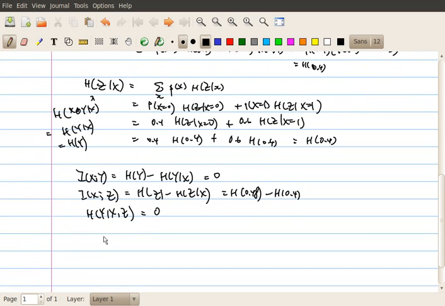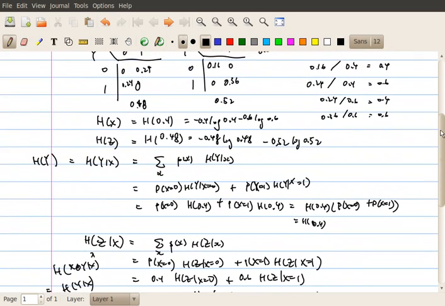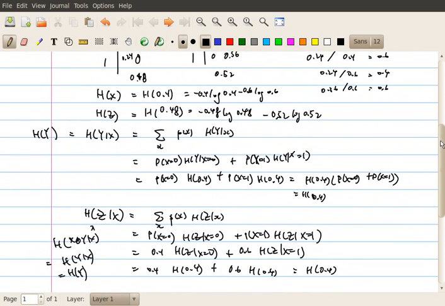So finally, let's compare the conditional mutual information of X and Y given Z. This will be equal to H(Y given Z) minus H(Y given X and Z), right? So we already computed this one, that is equal to 0. Let's see if we have computed H(Y given Z). Actually, I think we didn't. Let's see.